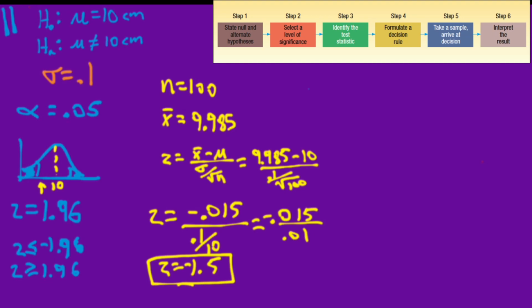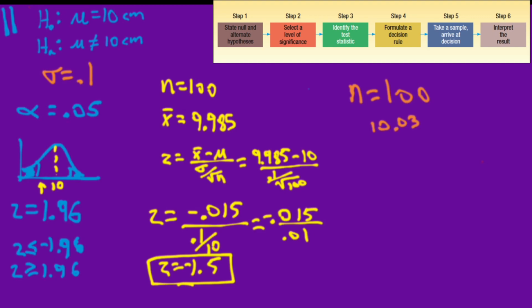Now, perhaps the next day we run a similar sample. This time, let's just walk through another example of taking a new sample. So again, we're going to sample 100. And this time we come up with, let's say, 10.03.